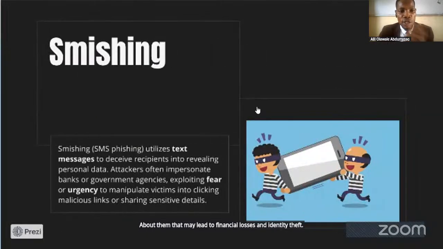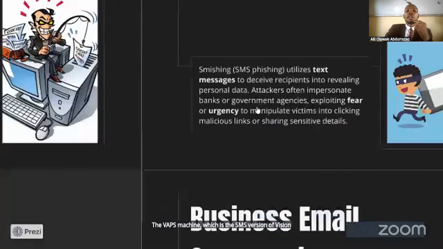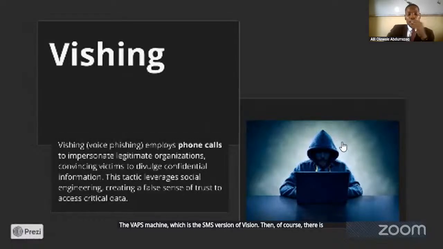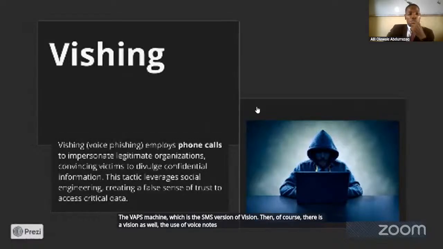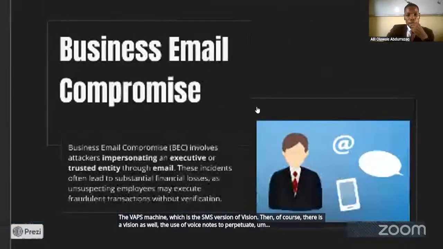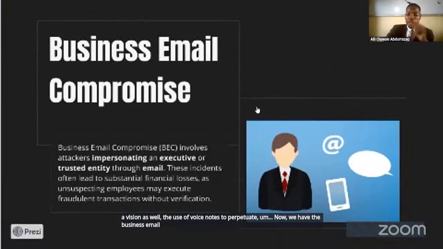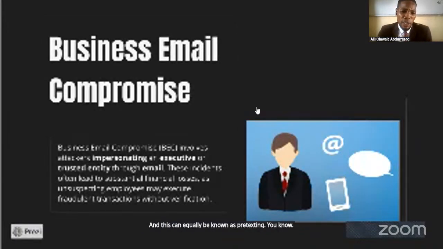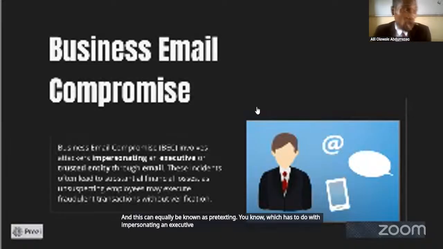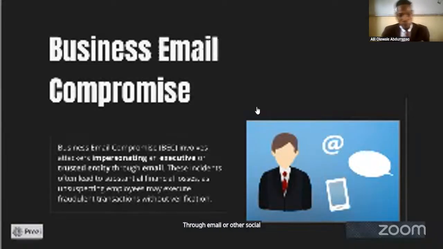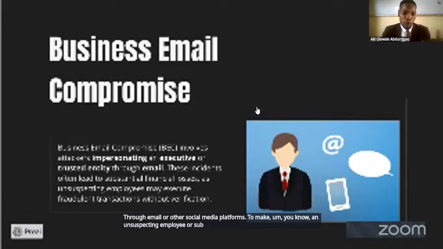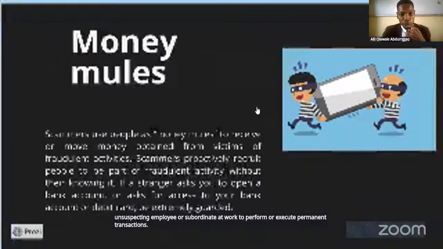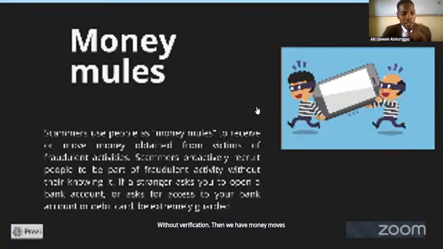Then we have smishing, which is the SMS version of phishing. Then, of course, there is vishing as well, the use of voice notes or calls to perpetrate phishing. And we have business email compromise, just as rightly mentioned. This can equally be known as pretexting, which has to do with impersonating an executive or a trusted entity through email or other social media platforms to make an unsuspecting employee or subordinate at work perform or execute fraudulent transactions without verification.